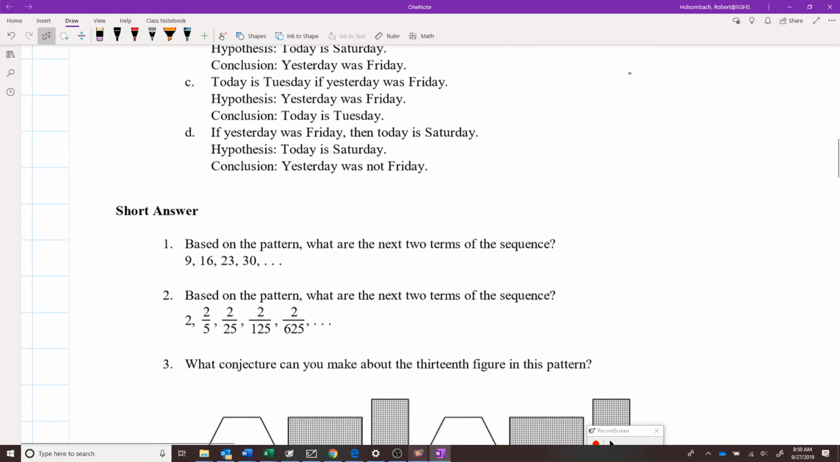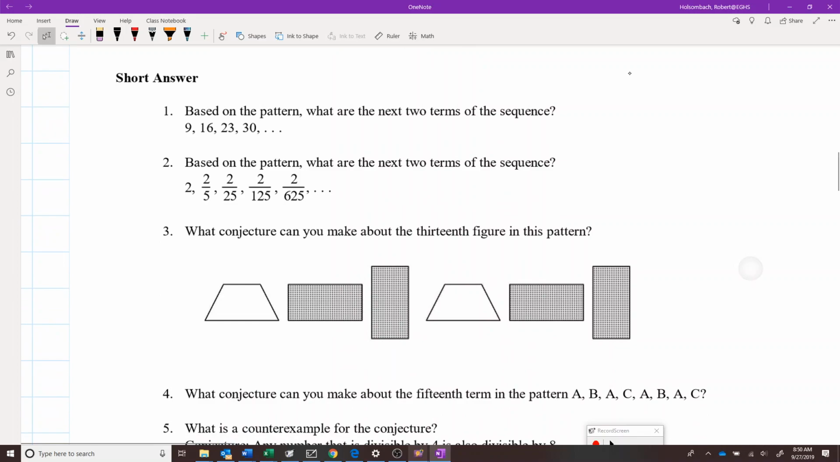Let's look at number 2. Number 2 is a pattern problem. Based on the pattern, what are your next 2 terms of the sequence? They're all going up, aren't they? All the terms in the sequence are going up. So you ask yourself, how much are they going up by? Are they being added to or are they being multiplied by? It looks like from 9 to 16 is a 7, and from 16 to 23 is another plus 7. So they're adding 7 each time, right?